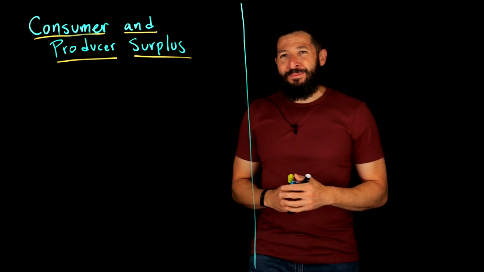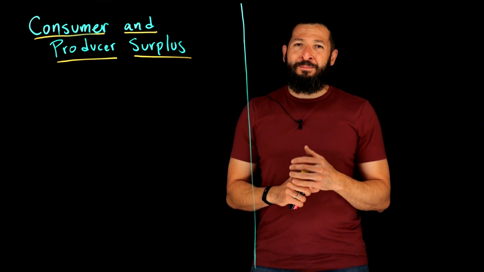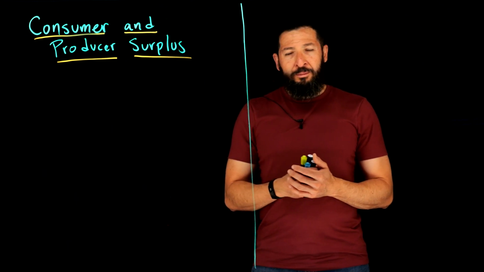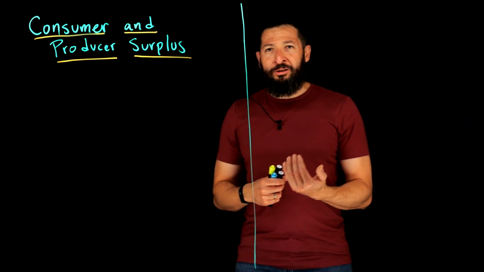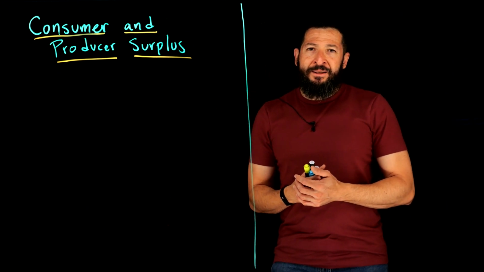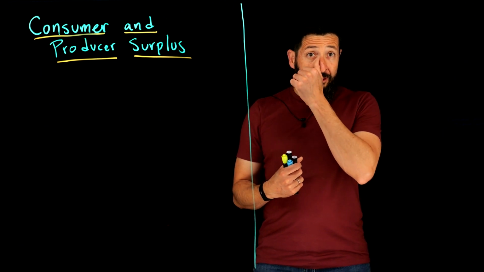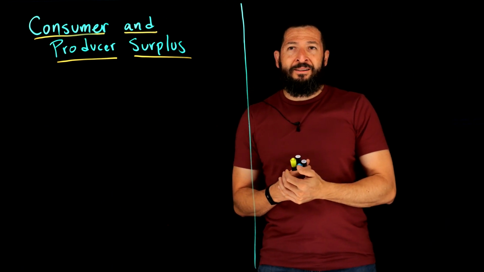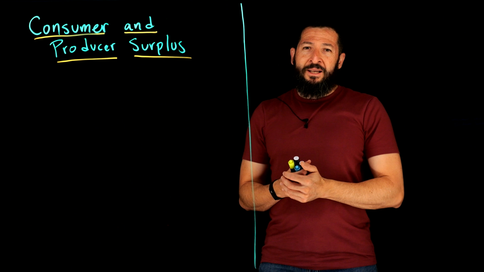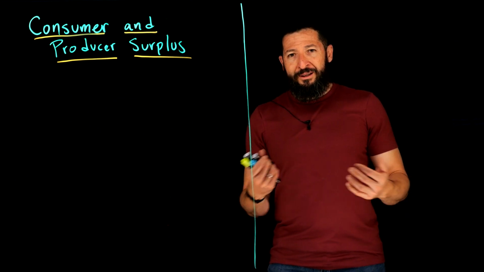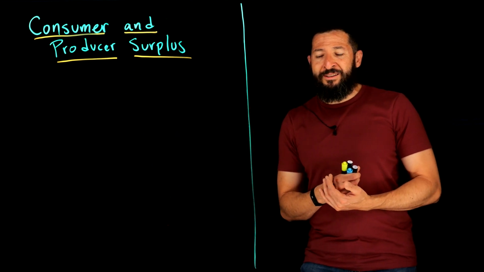All right, guys, today we're going to be talking about the consumer and producer surplus. To give you an idea what the consumer surplus is, think about that you are going to buy a cell phone, and let's say that you're going to pay $300 for it. That's the price that is advertised. However, you would have paid $600 if you wouldn't have found the sale.